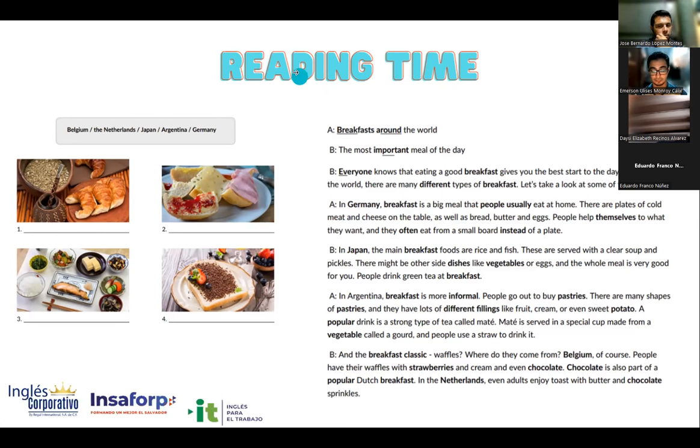Perfect. All right. So, Claudia? In Germany, breakfast is a big meal that people usually eat at home. There are plates of cold meat and cheese on the table, as well as bread, butter, and eggs. People help themselves to what they want, and they often eat from a small bowl instead of a plate. Thank you.